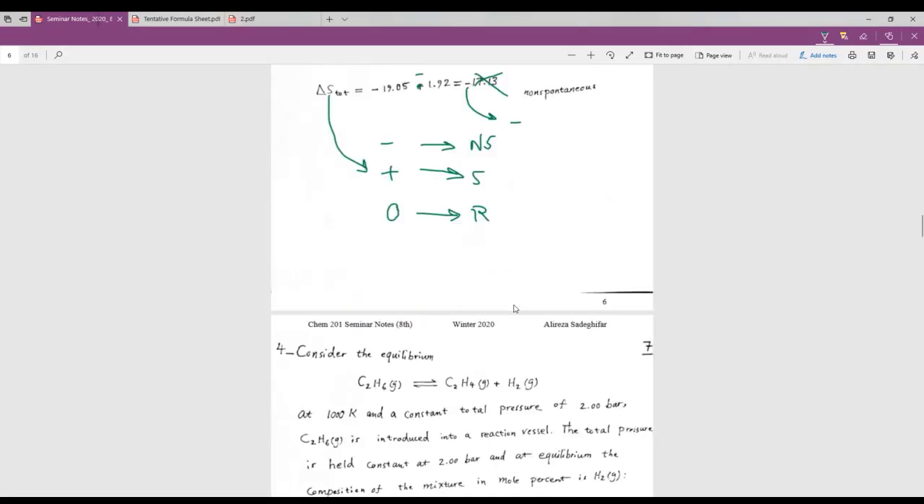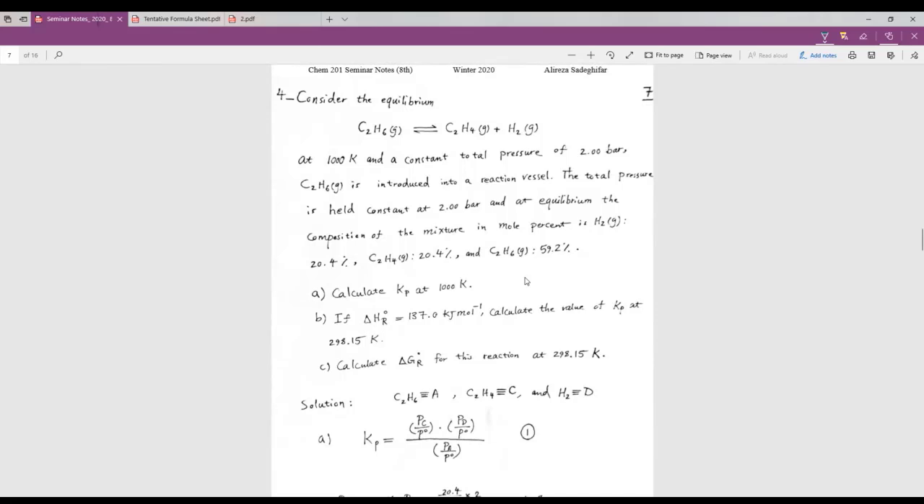Sure. So question number 4, which is the last question that I'm going to go over today, is about the change in the Gibbs free energy of the system, of a reaction actually. So the question says to consider the equilibrium, which means that this reaction is already at equilibrium, at 1000 Kelvin and a constant total pressure of 2 bars, it's the total pressure.